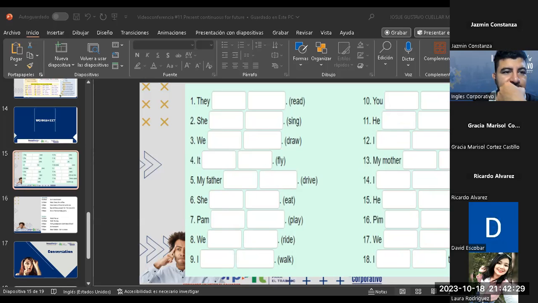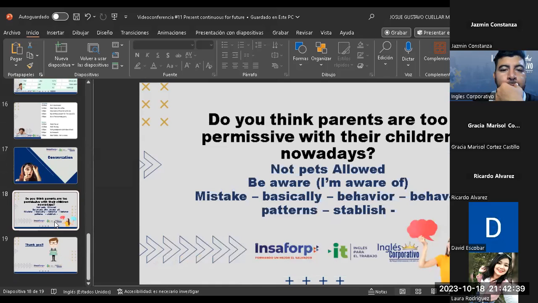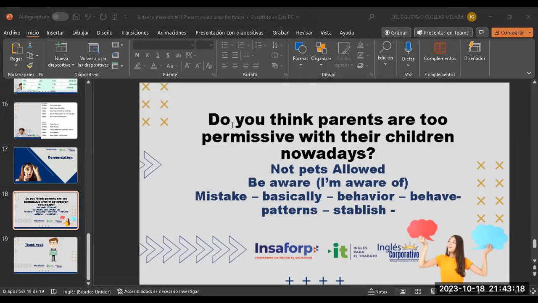And here we have this. Let me check. We go with the last speaking activity. Vamos con la última. Creo que las preguntas de ahora están un poquito interesantes. Do you think parents are too permissive with their children nowadays? ¿Consideras o piensas que los padres, parents no es parientes, es padres, father and mother, son muy permisivos con sus niños ahora en día? Okay, you tell me yes, no. Why? What is the reason you consider? Or you think in that way? I'm going to wait for your answers, my friends. Espero sus respuestas en el chat.